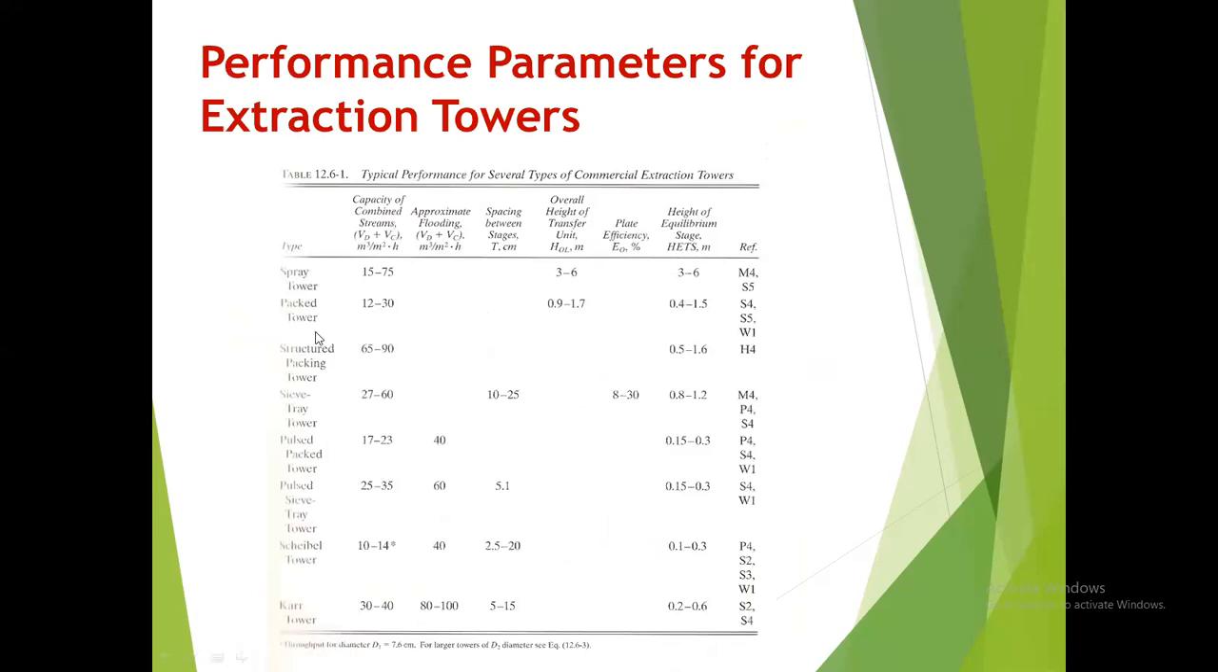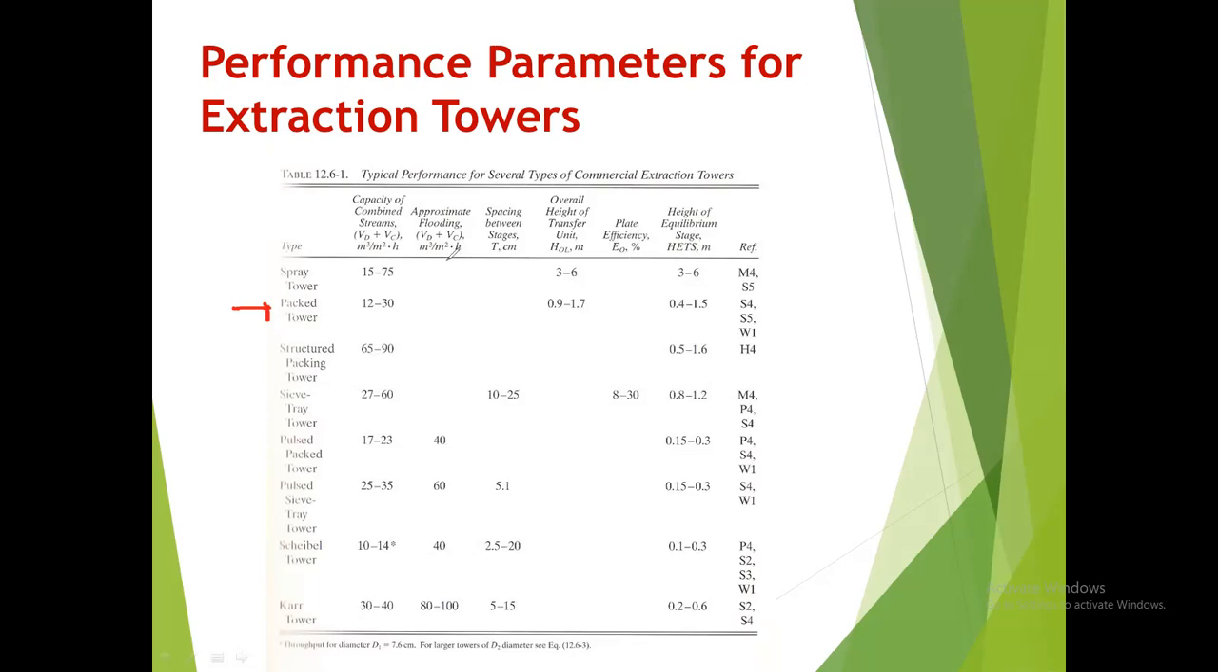This is the table I'm referring to. So for packed towers, this is your packed tower. The range of value for your VD and VC, the combined capacity that your column will not be flooded, should be in the range of 12 to 30 meters per hour. So in this case, you have it in 12 to 30. Our answer is 27. So we are on that range.